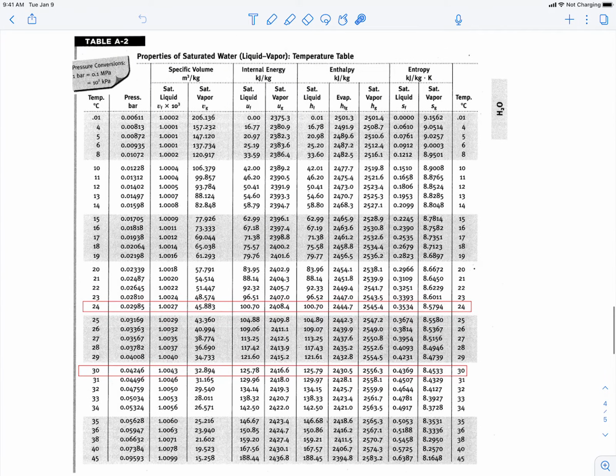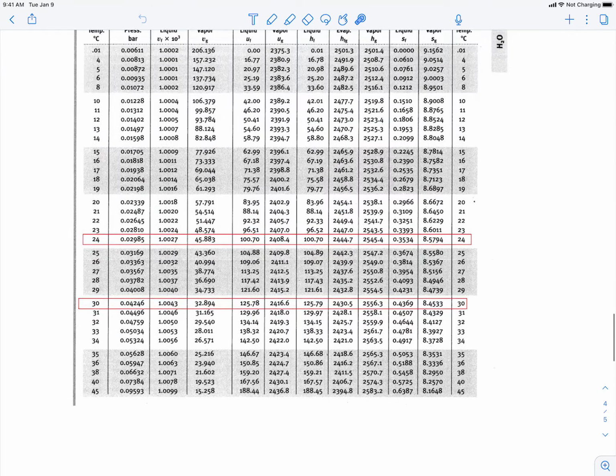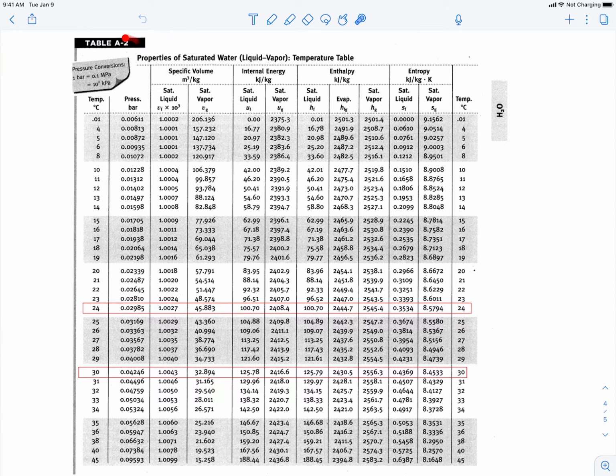So here we are. This is the properties of saturated water, liquid vapor mixture, organized based on temperature. That's the first column. This table comes out of Moran et al., 7th edition, I believe. So anyway, we said that we were dealing with a temperature of 24 degrees Celsius and a pressure of 0.1 bar. But you see here the saturation pressure corresponding to 24 degrees is roughly 0.03 bar. So this pressure is a lot less than the current pressure of 0.1 bar.